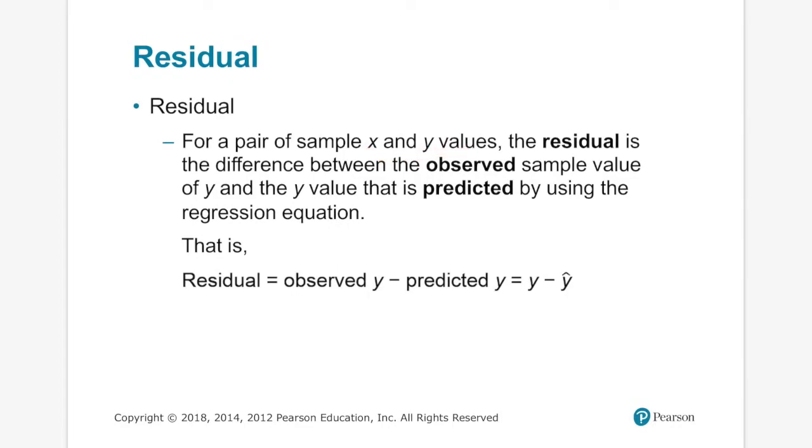For a pair of sample x and y values, the residual is the difference between the observed sample value of y and the y value that is predicted. So basically, the residual is your observed y value minus the predicted y value, which is y minus y hat.